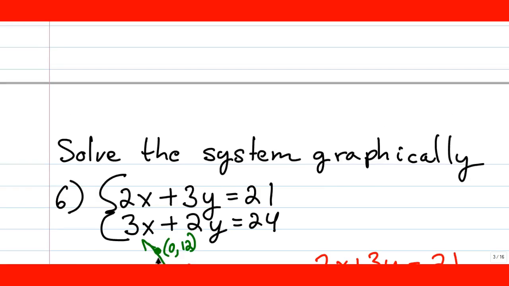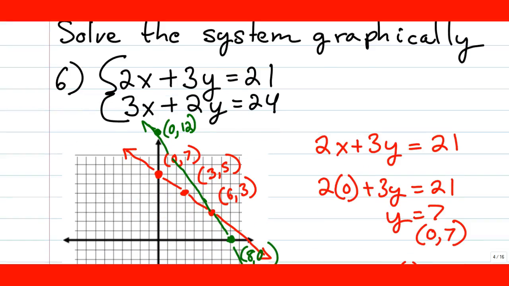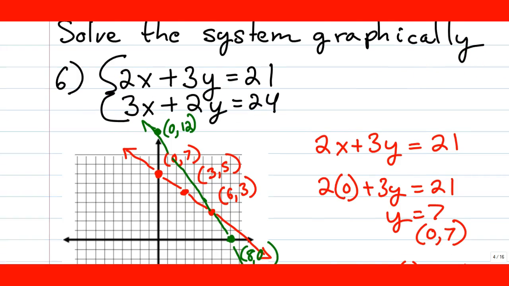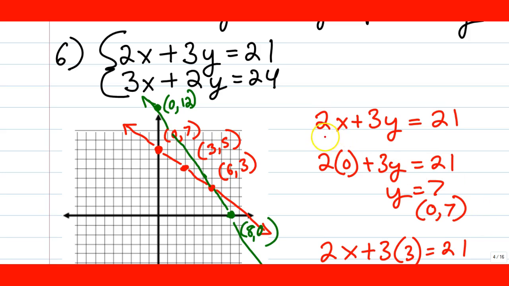In number 6, it says, solve the system graphically. So what I'm going to do is take my 2 lines to try to solve and see if there are a point or points that these 2 lines have in common with one another. So what I'm going to do is first take the 2x plus 3y equals 21. This was my first point. And I'm going to do just like I did before. I'm going to pick values for one of the 2, the x or the y, and solve for the other.